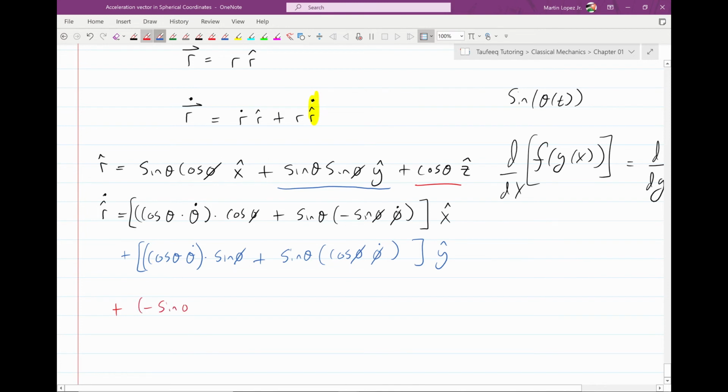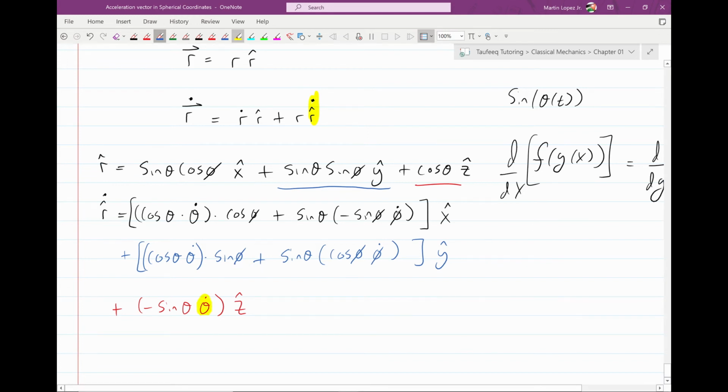Now this one, there's no product rule, so that's nice. So this is just negative sine theta. That is an ugly theta. Negative sine theta, theta dot. And that is z hat. Beautiful. Alright, so now we're done with that. That was the most painful part.